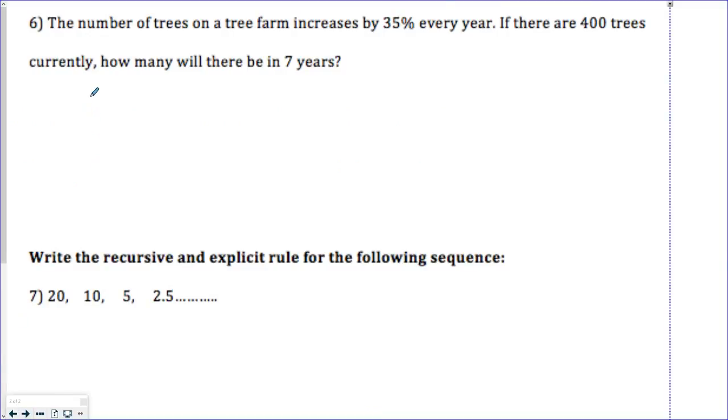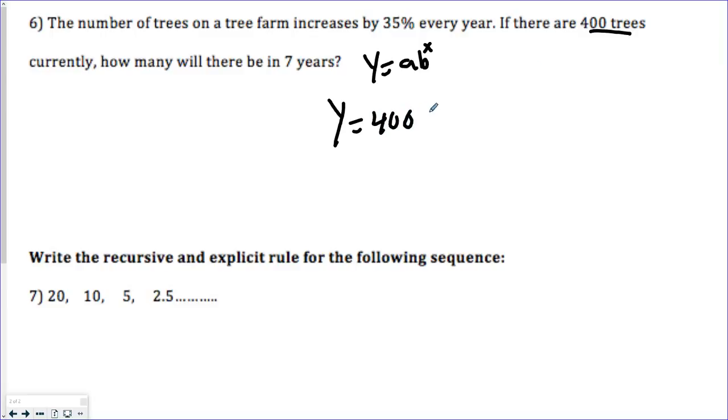The number of trees on a tree farm increases by 35%. If there are 400 trees, how many will there be in 7 years? So again, this is back to being a normal exponential equation form because there's no compound interest or anything. So we're back to the y equals a times b to the x deal. So y equals my initial amount, so 400 trees currently, so 400, times 1. Now we are increasing, so 1 plus 0.35. And then time in years is 7.